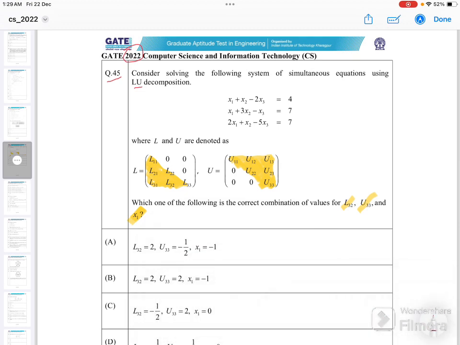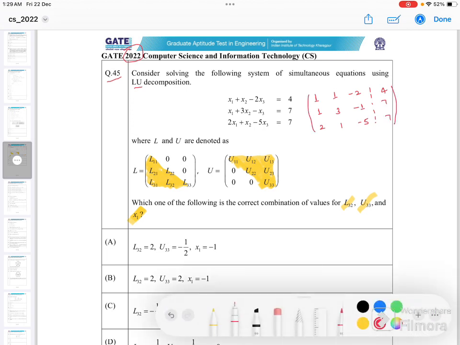First of all, write this system of equations in matrix form. We can write it in augmented matrix form, right? So it will be 1, 1, minus 2, and 1, 3, minus 1, and 2, 1, minus 5, and we can put here the right hand side, that is 4, 7, 7.